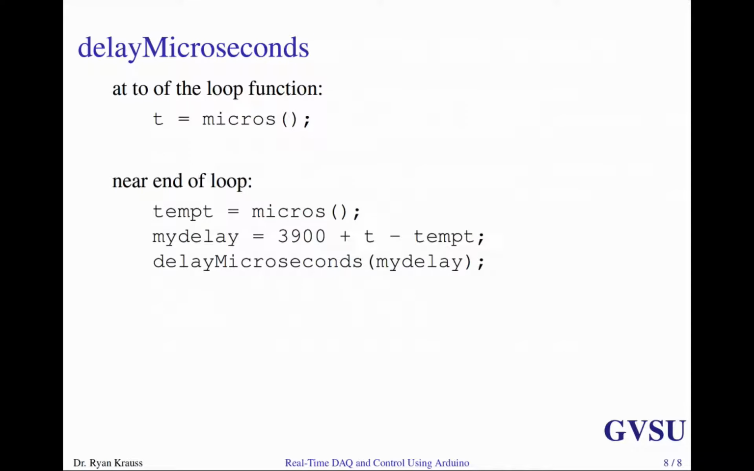My approach instead is at the top of the loop to get the current time using the micros function, and when you get to the bottom of the loop, figure out how long you need to delay to make sure that the next pass through the loop starts when you want it to start, in our case 4 milliseconds after the previous one, and I'll show the accuracy of that in just a minute.